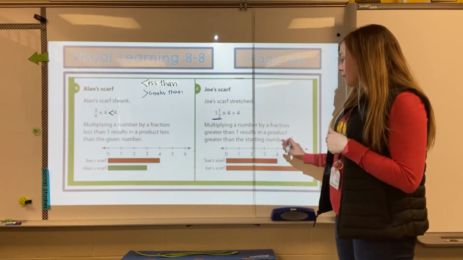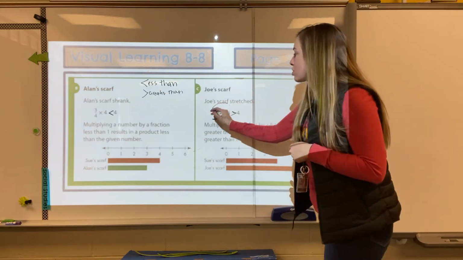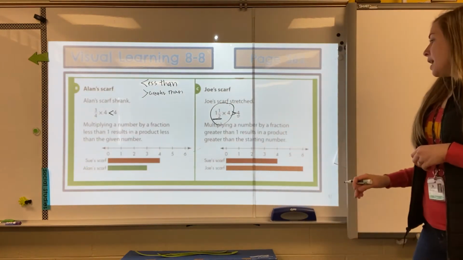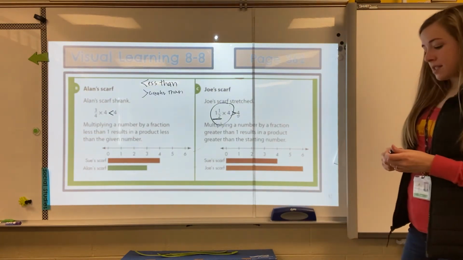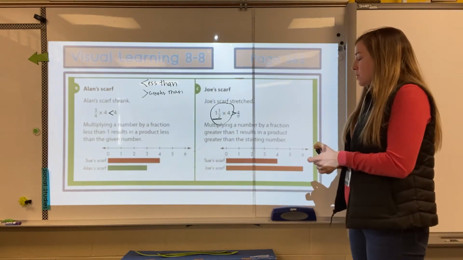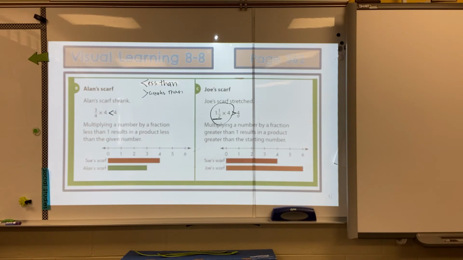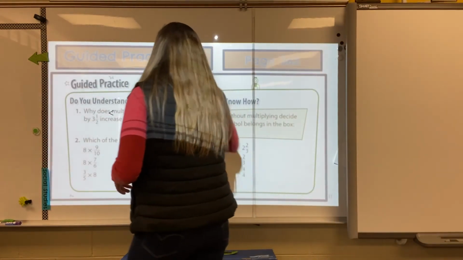So multiplying a number by a fraction greater than 1 results in a product greater than the starting number. So Sue's scarf is 4. You'll notice they put the greater than symbol in there, saying the answer to this is bigger than that number. And so you see Sue's scarf is 4 feet, Joe's scarf is 6 feet because it's 1.5 times the amount that Sue's scarf was, or the original scarf was. Okay, we're going to talk about a couple of these.